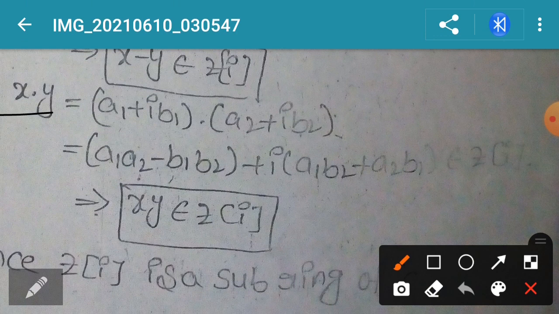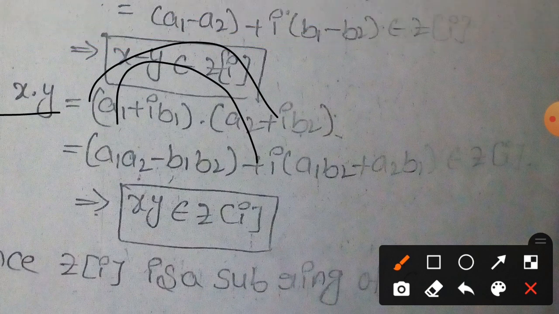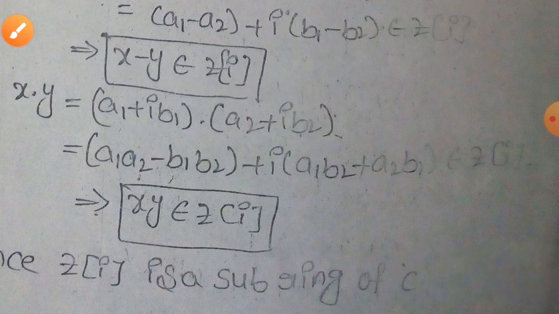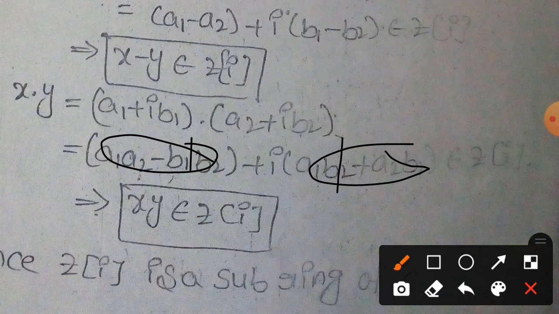x into y gives a1 into a2, a1 into ib2, ib1 into a2, and i into i square, b1 into b2. The value of i square is minus 1. That's why it becomes a1 a2 minus b1 b2, with i common. So this is also the same form: this is the a term, this is the b term, and the a plus ib formation is there.